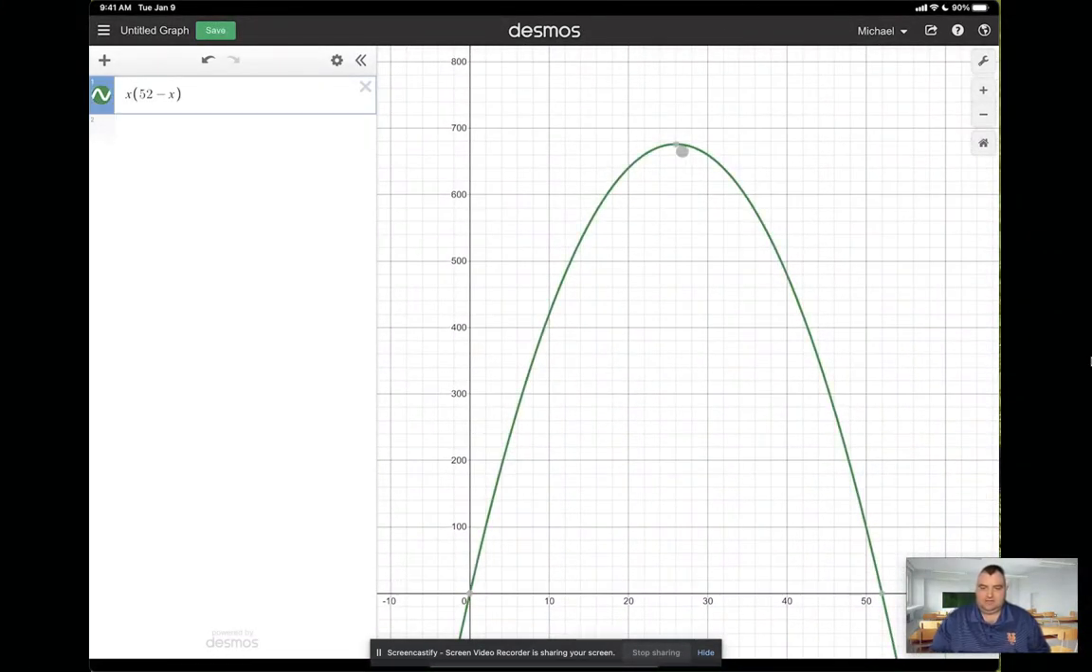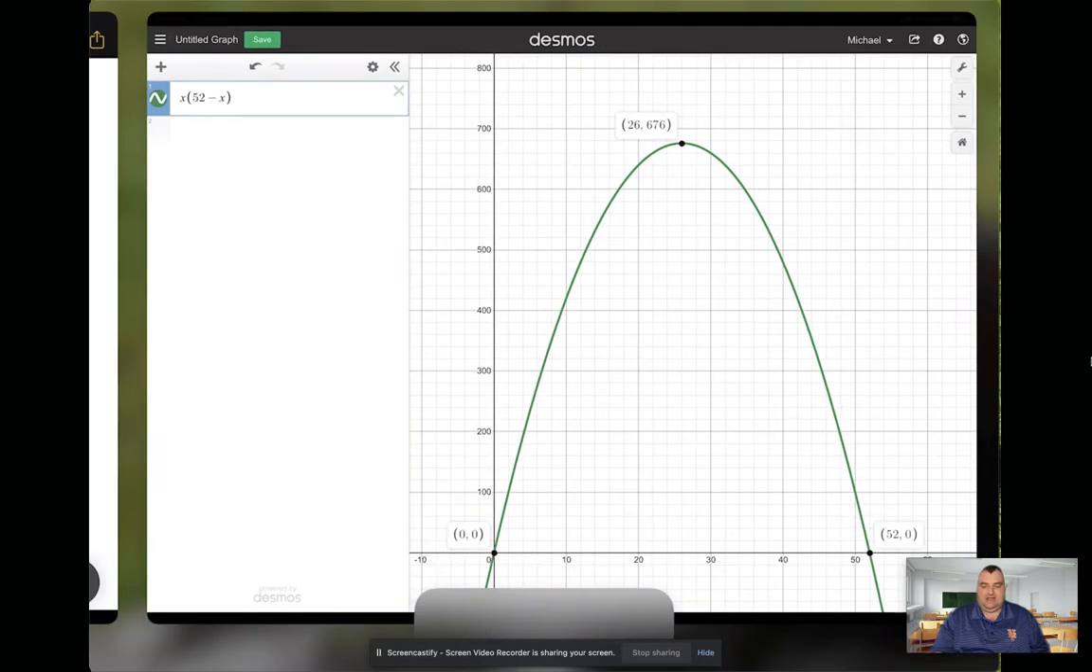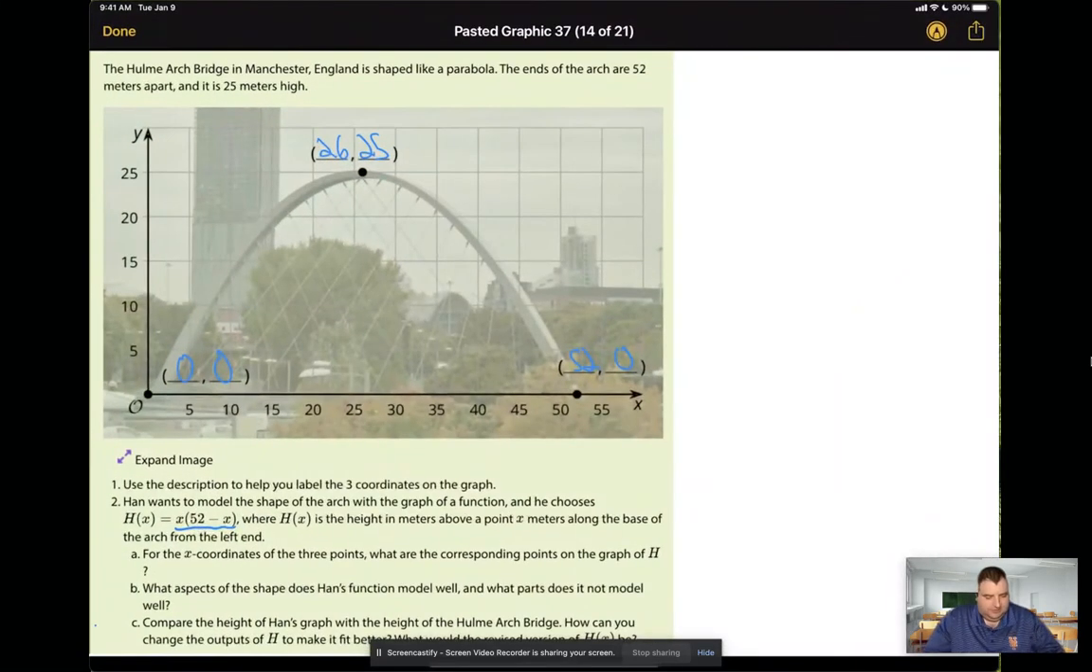Notice the height of this graph is not 25 meters, it's 676 meters. So for A, the 3 points are going to be 0, 0, 26, 676, and 52, 0. The two x-intercepts are the same, and the high point is at x equals 26, but the actual height is not 25 meters, it's 676 meters. So that actually answers part B.